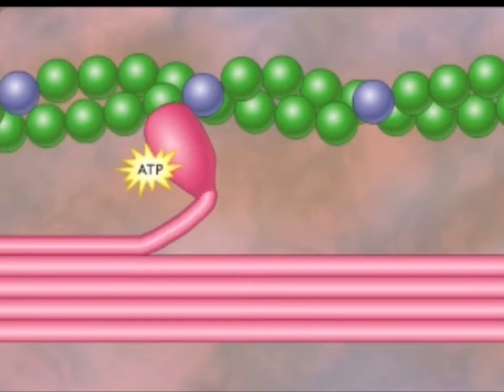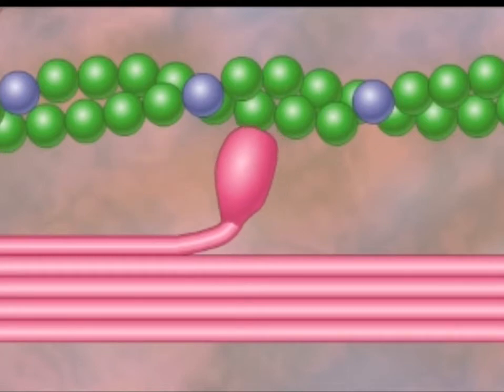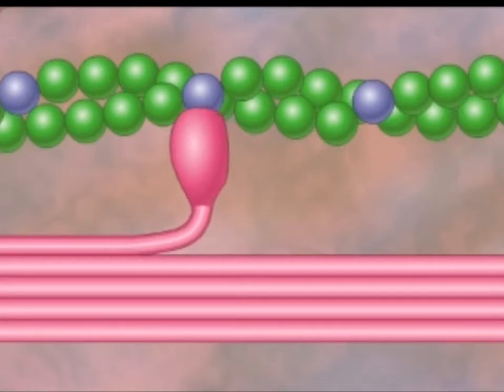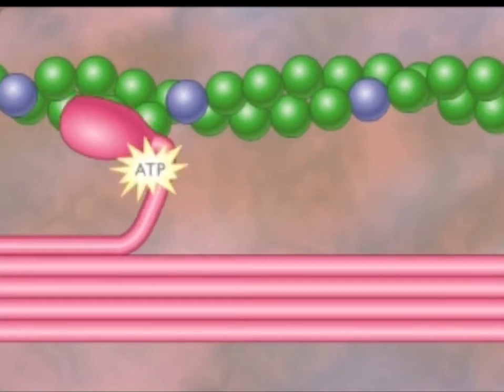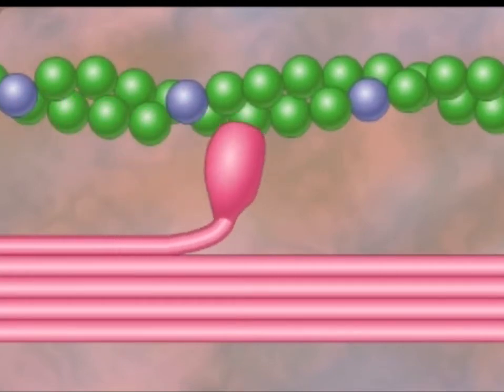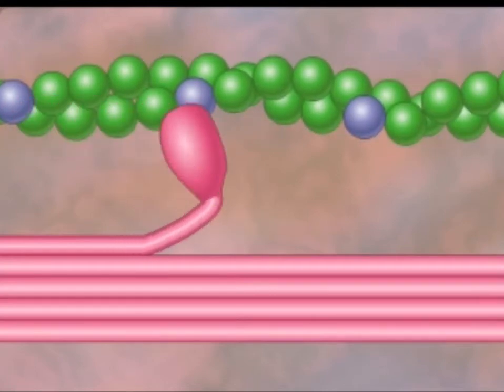Then the myosin head releases from the actin and unflexes, a change that is powered by ATP. This frees the myosin head to bind with a different actin molecule farther up the actin filament. The entire process may then be repeated many times. The myosin, in effect, walks along the actin filament, moving the actin filament more each time.